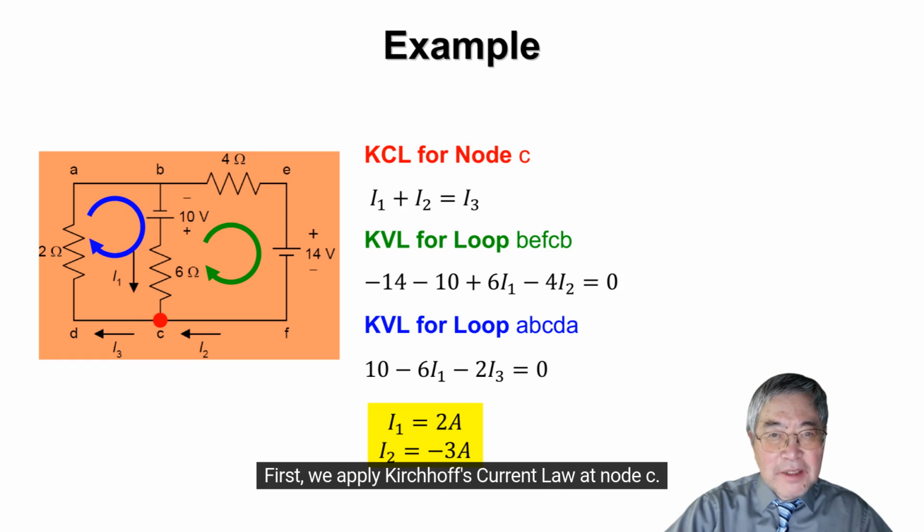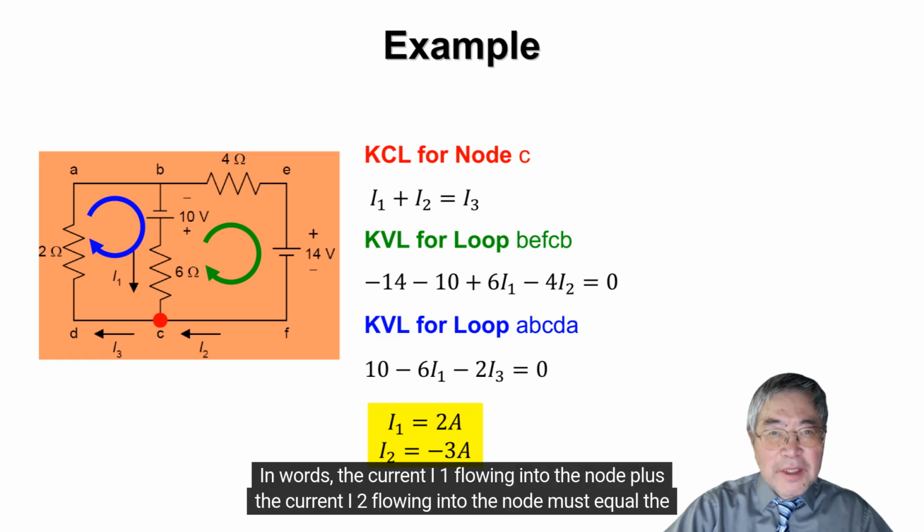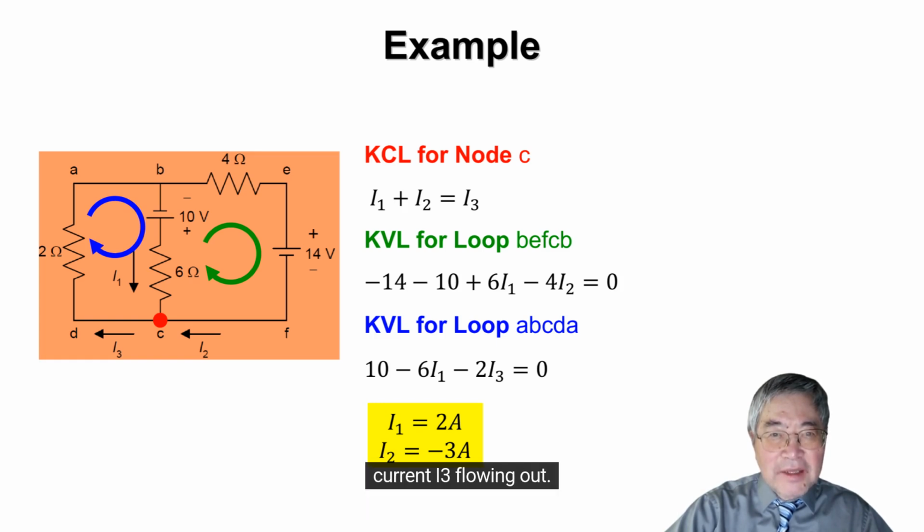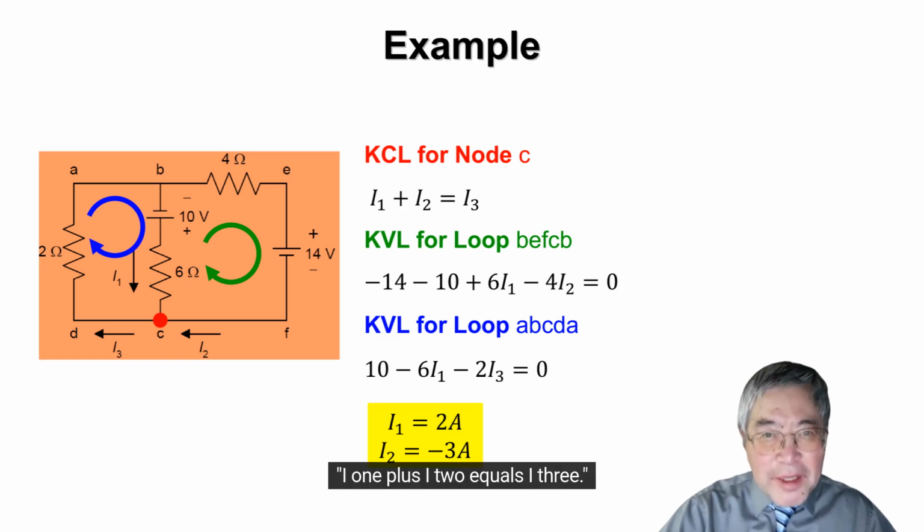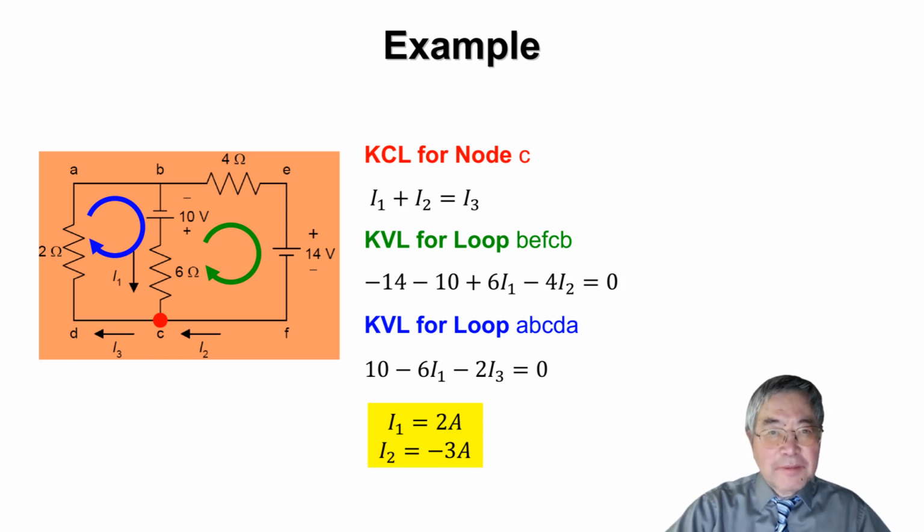First, we apply Kirchhoff's current law at node C. In words, the current I1 flowing into the node plus the current I2 flowing into the node must equal the current I3 flowing out. That's our first equation. I1 plus I2 equals I3.